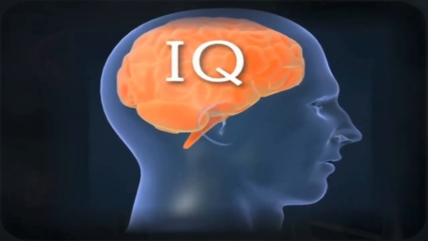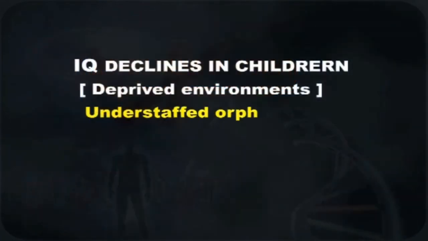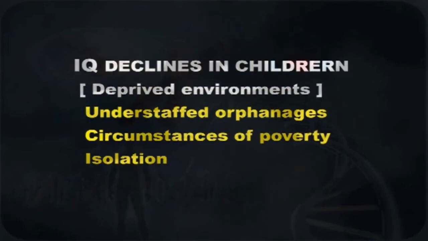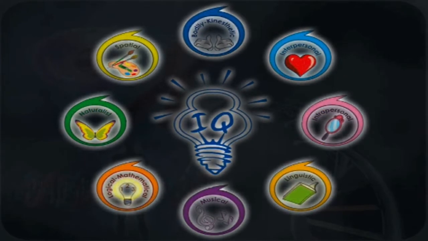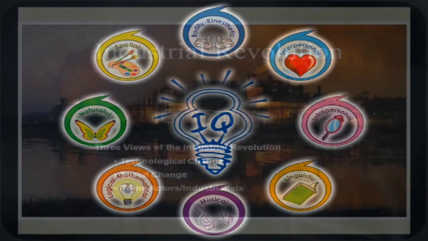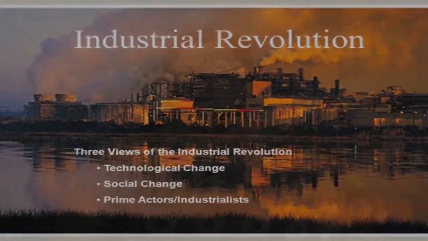IQ declines over time in children raised in deprived environments, such as understaffed orphanages or circumstances of poverty and isolation. Conversely, IQ improves in children who leave deprived environments and enter enriched environments. People's performance on IQ tests has improved over time in industrialized countries.